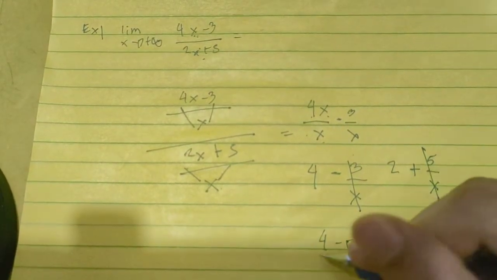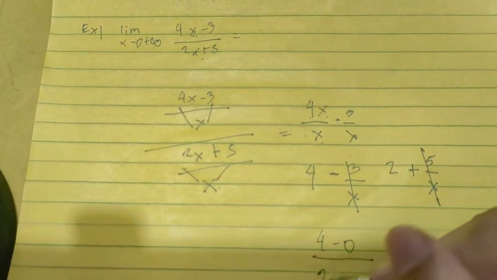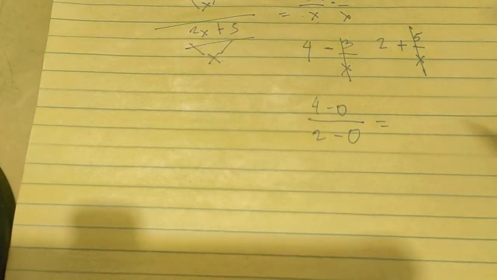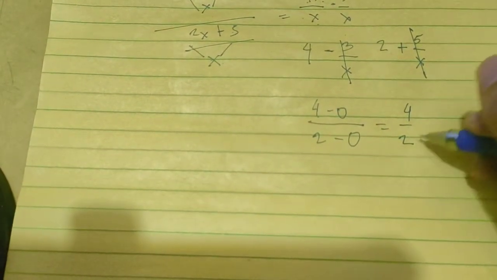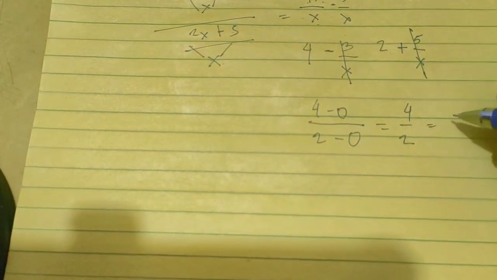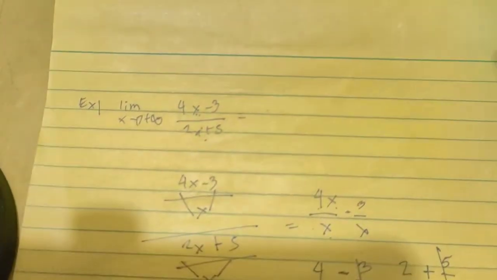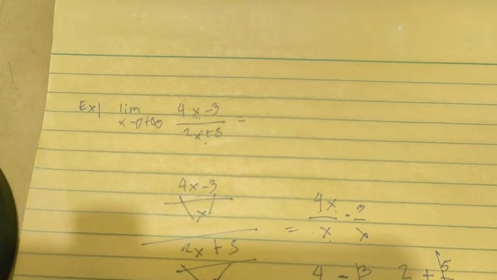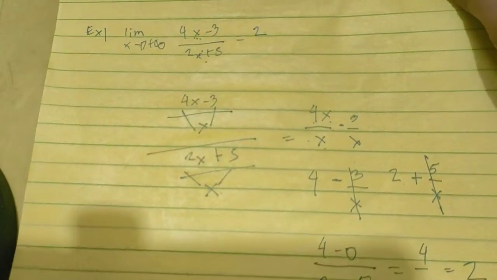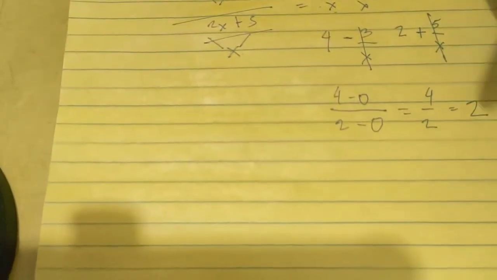And over our denominator is 2 minus 0. So we have 4 over 2, or if we divide this one, we get 2. So our limit approaches 2. So in order to understand well, let's proceed to example number 2.